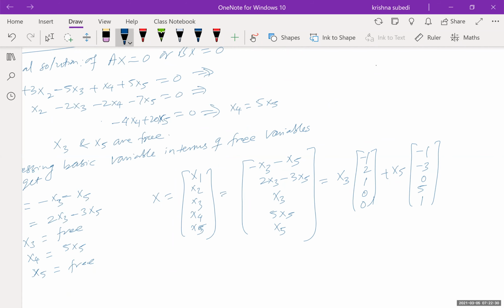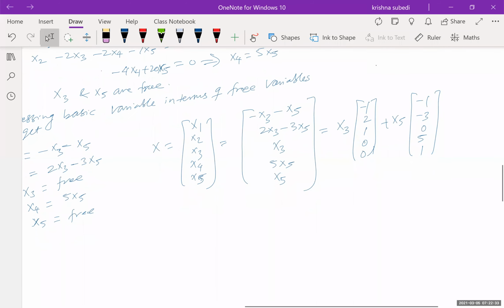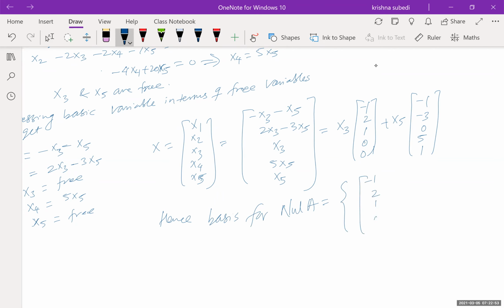Okay, so hence these two vectors represent the basis for the null space. Hence the basis for the null space of A is these two vectors: negative 1, 2, 1, 0, 0, and then negative 1, negative 3, 0, 5, 1. So they are the basis for the null space. All right, that's how we find the basis for the null space.